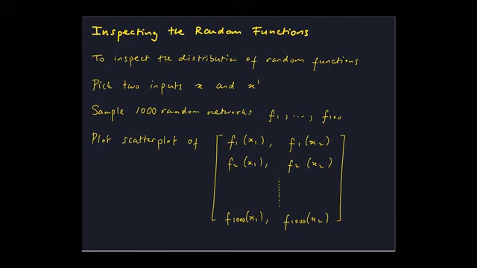Then I get my 1,000 functions, f1 up to f1,000, and for those two inputs I stack the outputs of the network. Let's imagine the output is one-dimensional for simplicity. I build a 2 by 1,000 matrix of all the outputs of my random networks, and I plot them on a scatter plot and see what it looks like.